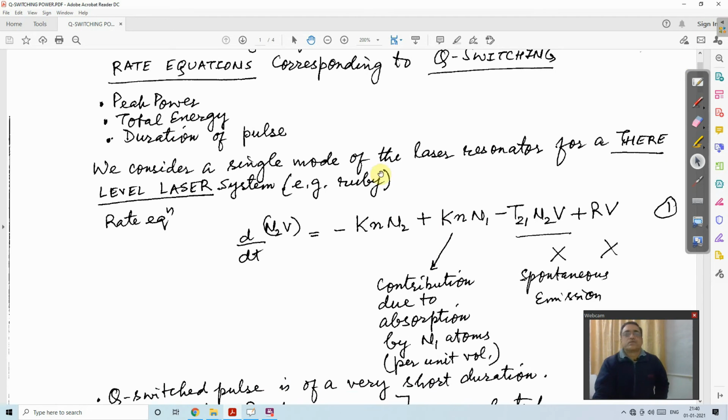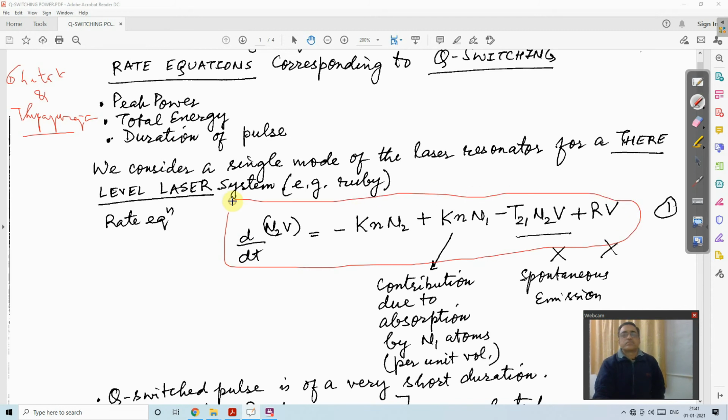I have already written the rate equation, and this I am writing using the book by Ghatak and Tyagarajan. So here it is. Here is the equation for the 3-level laser, and we may call it a Q switching equation.